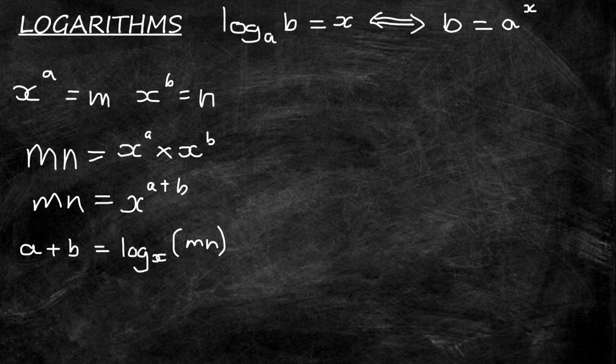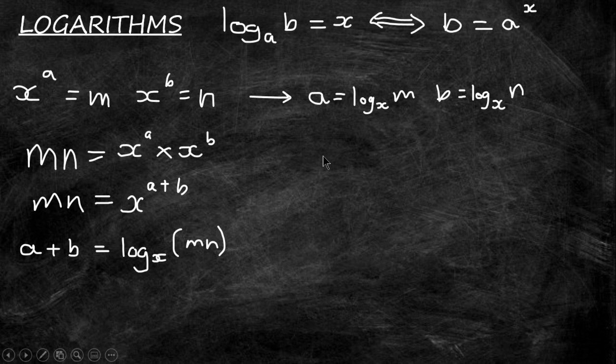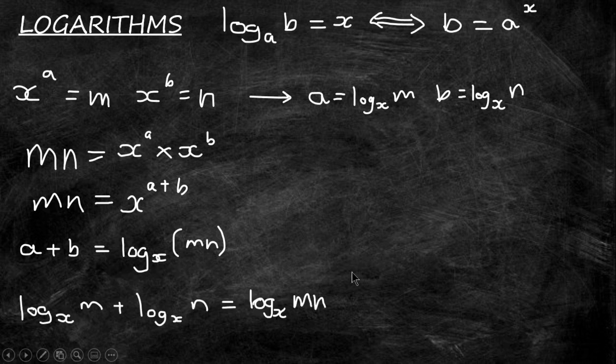But using the very first statement we had at the top of the page here, x to the a equals m and x to the b equals n, we also know using this rule that a will equal log base x of m, and b will equal log base x of n. And we can substitute this statement for a and this one for b, into this statement here, and say that log base x of m plus log base x of n will equal log base x of mn.